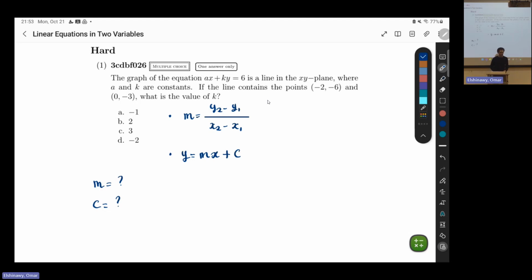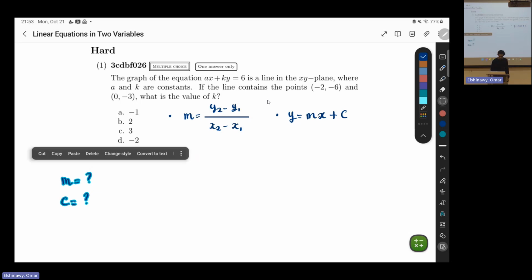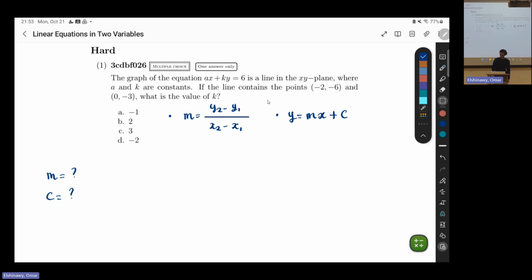Any progress? Yeah. No, I'm not expecting the answer. I'm just asking how this problem is going for you. For the first, it's -2, -6, and also 0, -3. I think you get two equations. From those two equations, you can write.